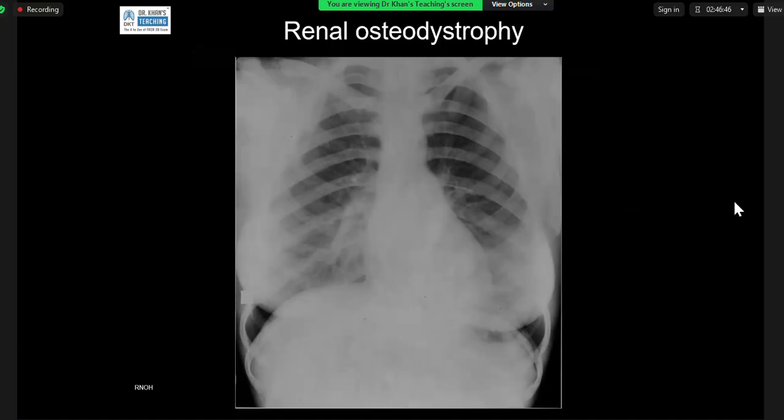This is a case of renal osteodystrophy where we can see generalized increased bone density, and you can see erosion at the edge of the film. This is the edge of the film case where just here you can see it, and renal osteodystrophy is the same thing as hyperparathyroidism. Of course, there will be other findings, generalized increased bone density, etc.